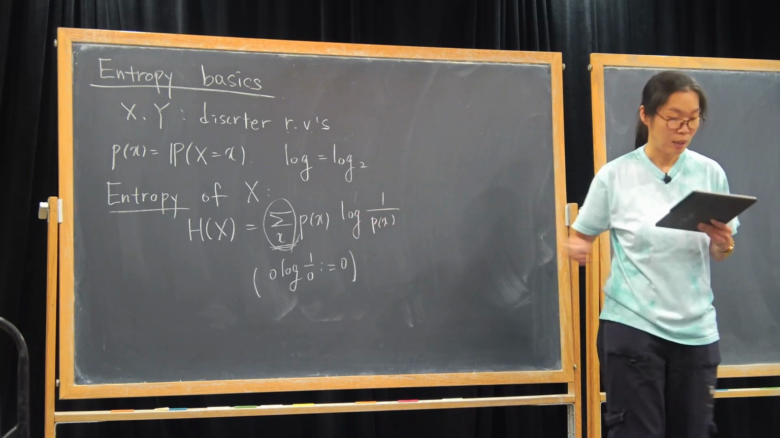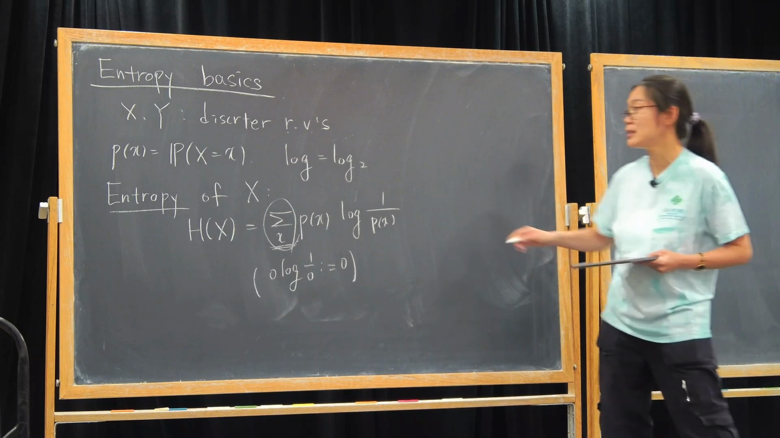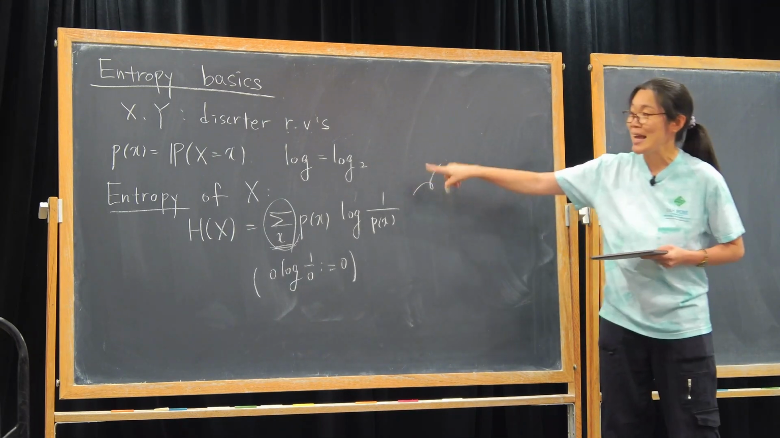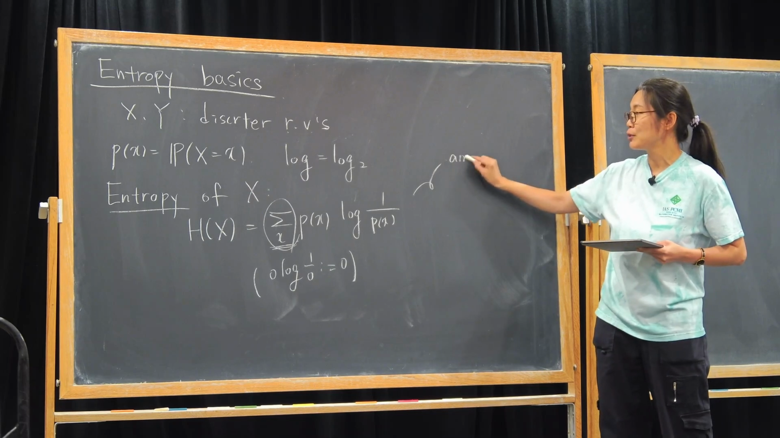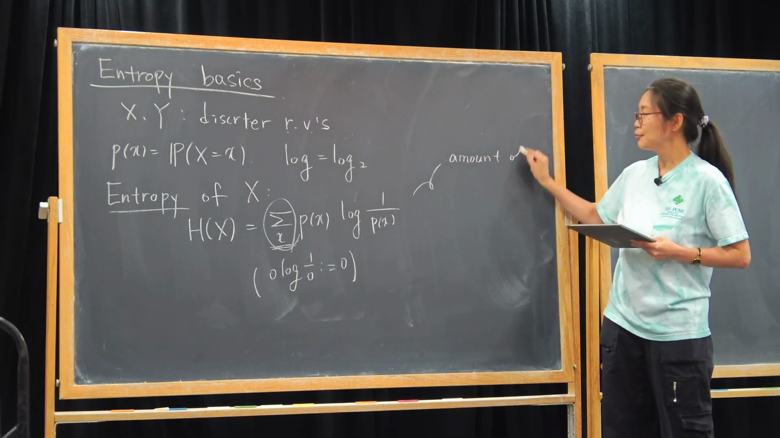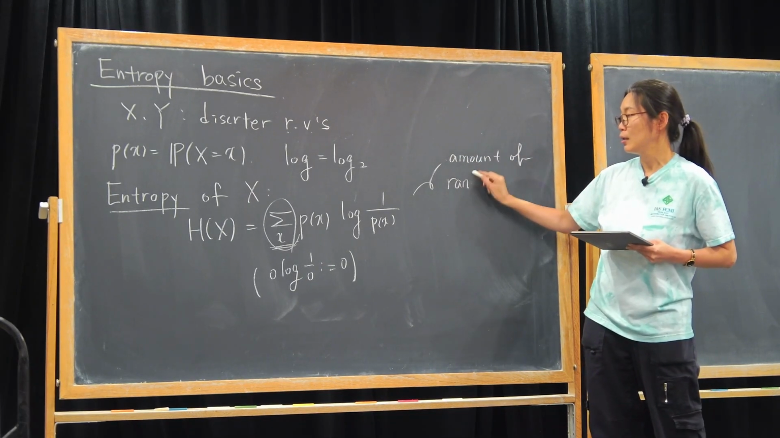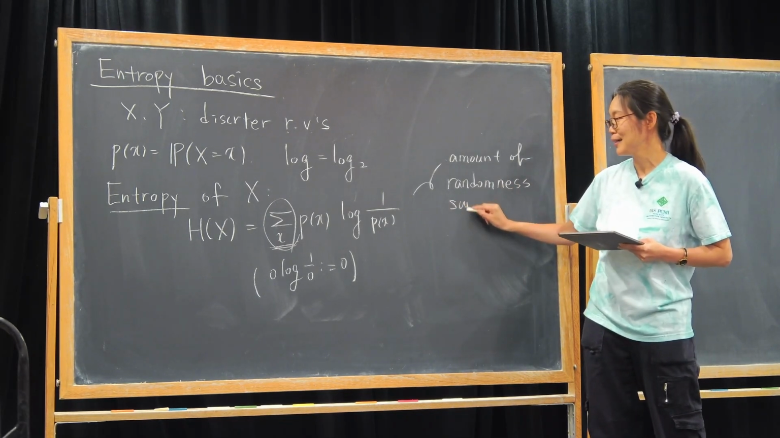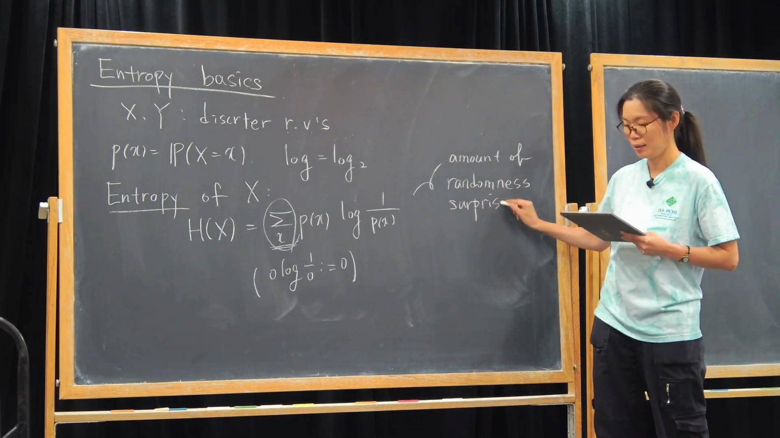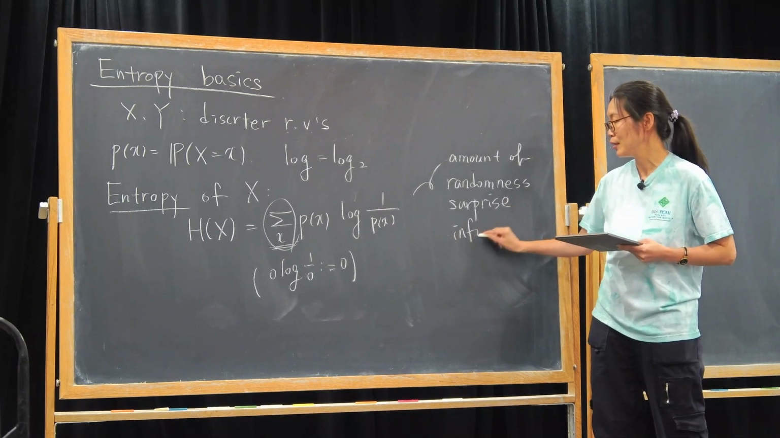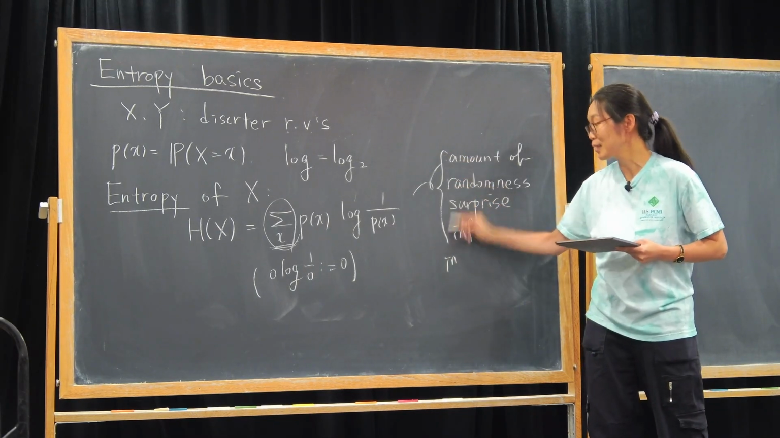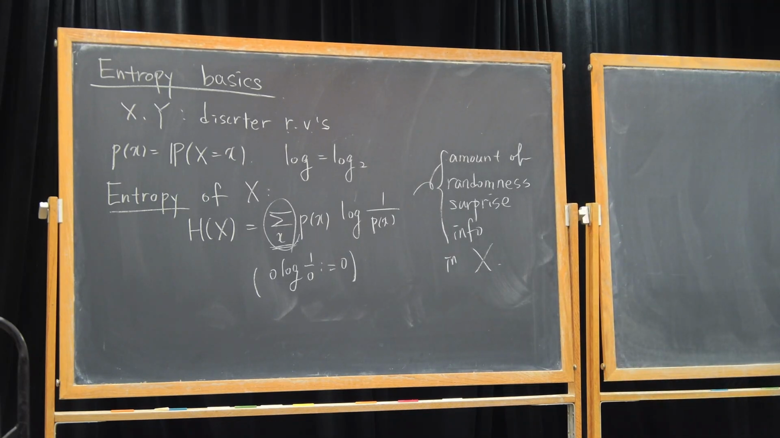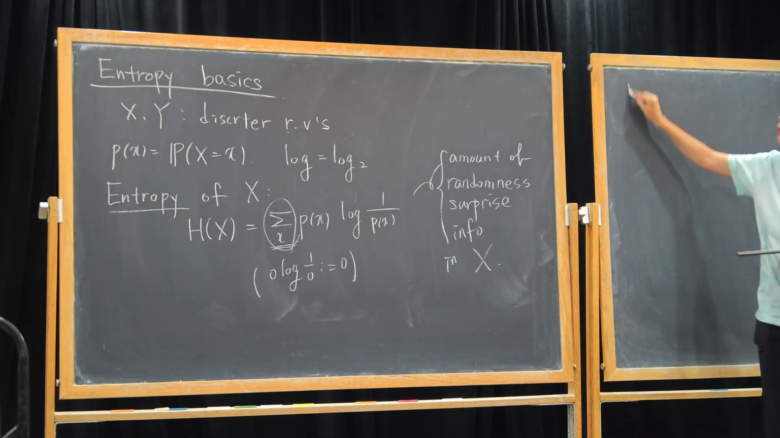Okay? Then why do we care about this expression? So informally, we say that this H(X) measures the amount of randomness or surprise or information in the given random variable X. So for example, this function has very nice properties.